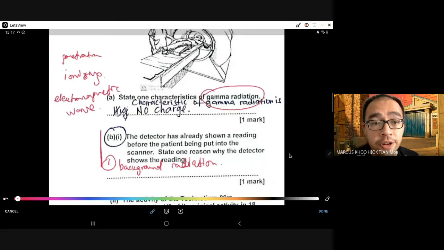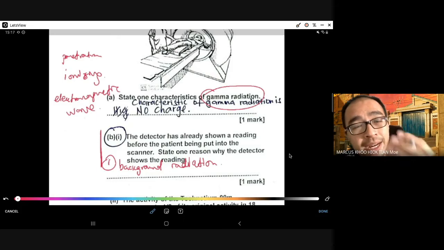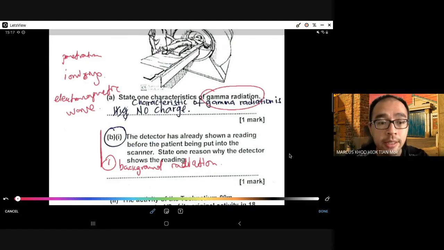Okay, background radiation. Background radiation can come from anything around us that may have a little bit of radioactive material inside. For example, if you bring a detector outside, you will always definitely feel a little bit of reading, especially when you put it nearer to a rock.